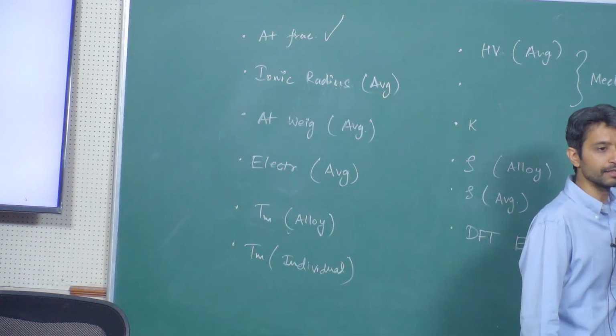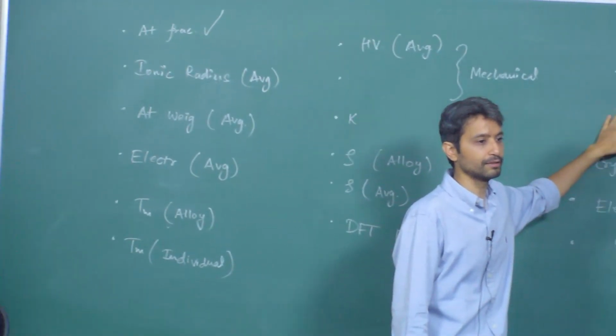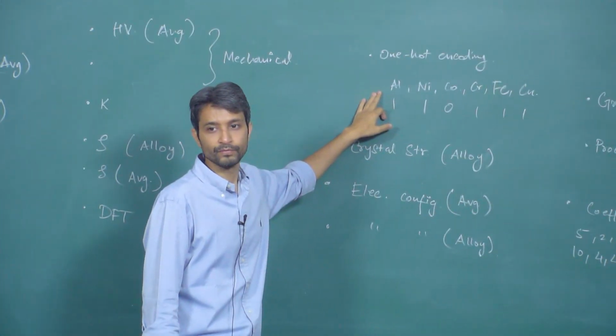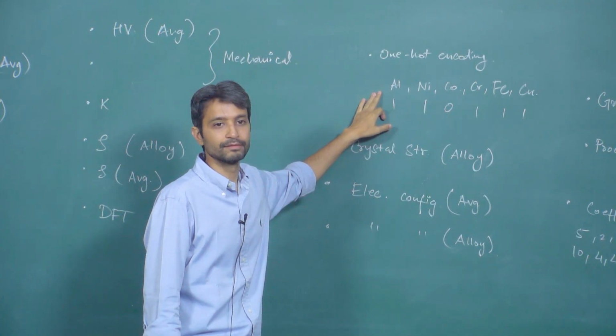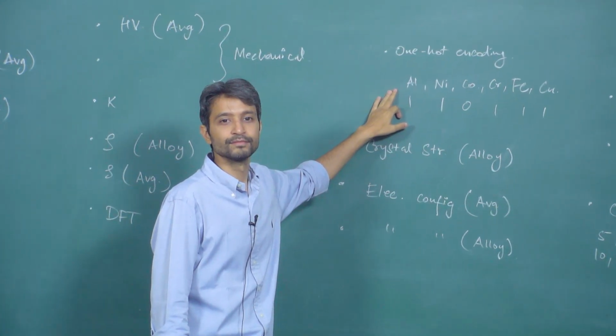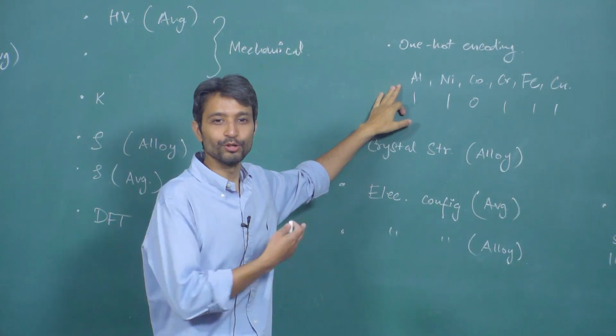Let's go to this now. One hot encoding. What do you guys think? Good or bad? So why is it bad? So we cannot consider multiple aluminum.